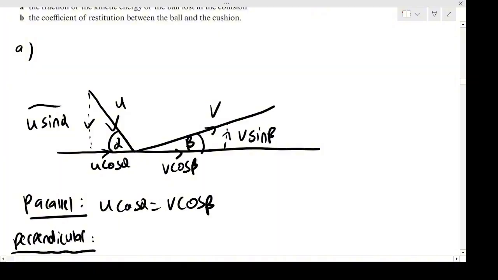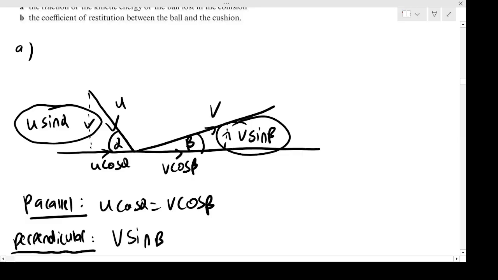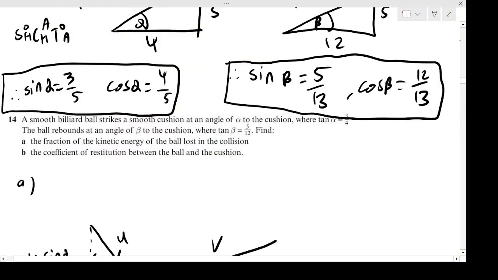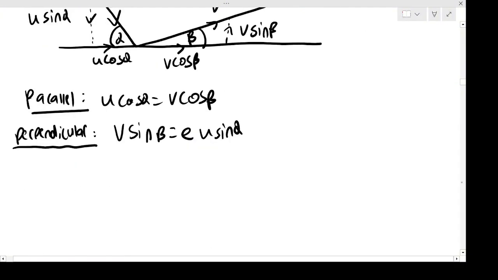Well, the perpendicular parts, that's going to be u sine alpha and v sine beta. So v sine beta is going to be e lots of the original speed, so u sine alpha. Okay, so now that we've got our equations, we can simplify them and solve what we need. Actually, in this particular case, we know what beta and alpha are. We know what cos and sine are, right? We've just derived them. So actually, we can simplify two equations quite nicely.